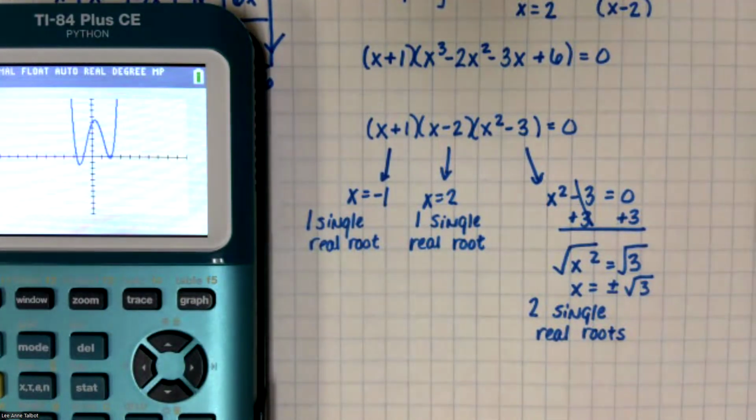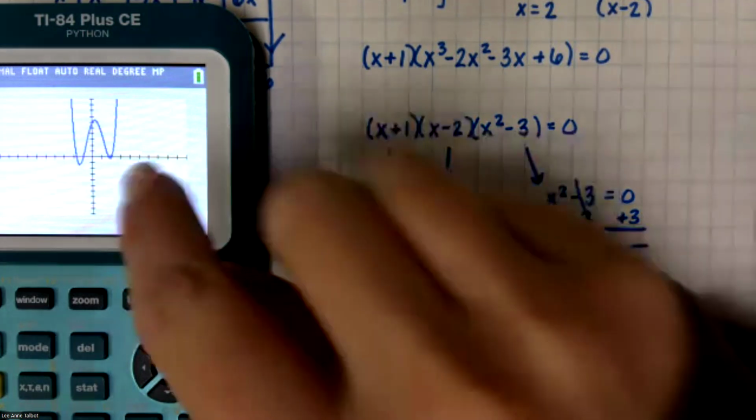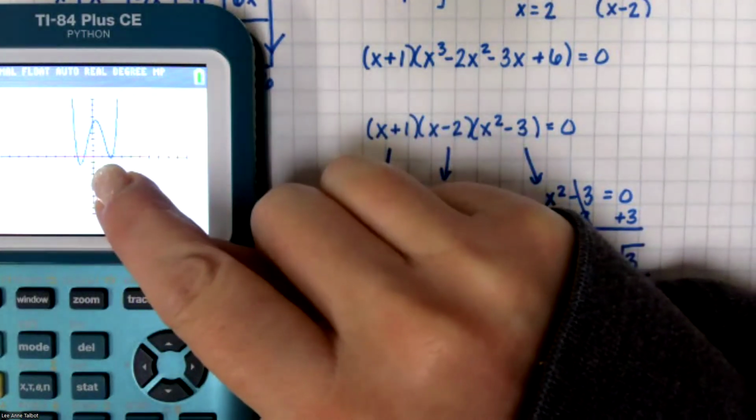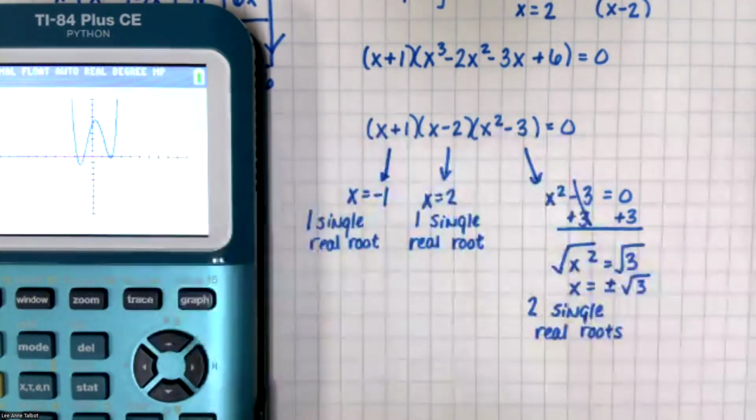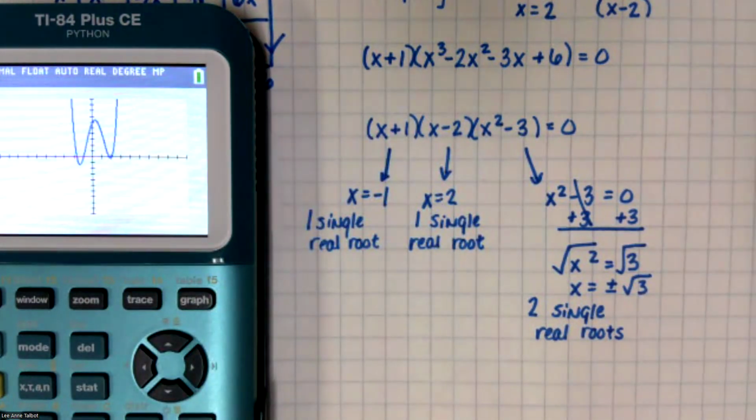Does that jive with my picture? Can you see that it crosses the x-axis 4 separate times? And this little guy here is not a double. It really wants to look like a double, but it's not. Got it?